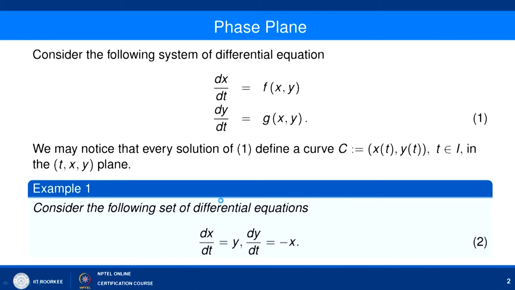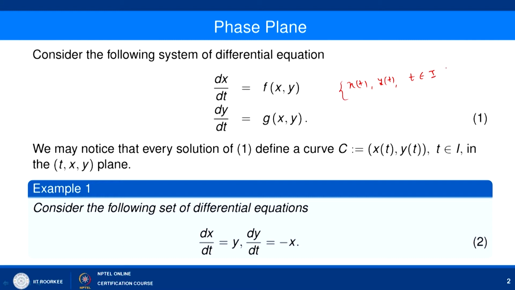So that is why we restrict ourselves to n equal to 2. It means that we are considering the following system of differential equations: dx/dt = f(x, y) and dy/dt = g(x, y). If we consider that f and g are nice enough, in the sense that they have partial derivatives with respect to x and y, and if they are continuous, then we can talk about the solution of system 1. Every solution is given as x(t), y(t), where t belongs to some interval.